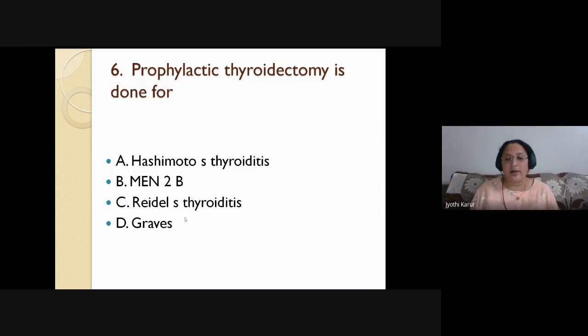Coming to Riedel's thyroiditis, prophylactic thyroidectomy is definitely not indicated, and also in Graves. When do you operate in Graves? When there is severe thyrotoxicosis not controlled by medication, then you do thyroidectomy, but never prophylactic thyroidectomy. So for the fear of medullary carcinoma, you do prophylactic thyroidectomy in case of MEN2B. Okay.